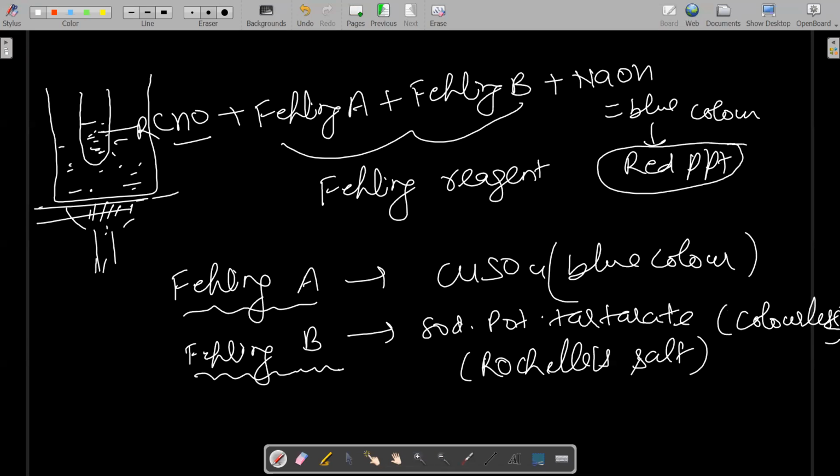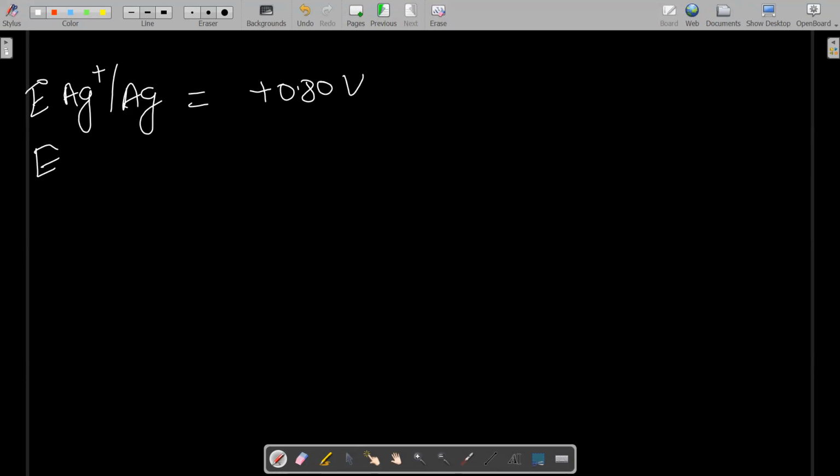Yes or no? Acha, one question I wanted to discuss ki why this Tollens test given by aromatic aldehyde but Fehling not given by aromatic aldehyde. Because what is Tollens reagent? This E naught value, first I will show the E naught value. The E naught value of silver is 0.80 volt. And what is the E naught value of copper? Copper 2 plus to copper 1 plus, this value is less. I don't remember exactly, 1.3 volt, I think so, or something.